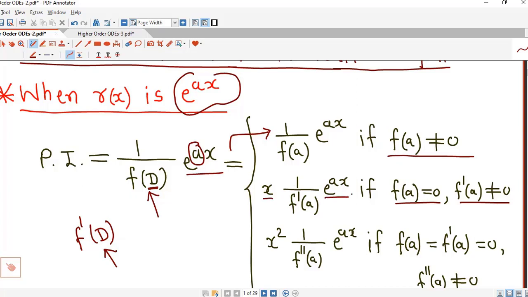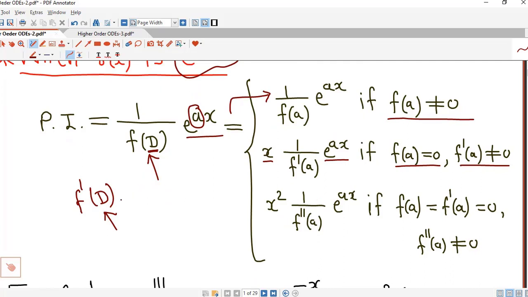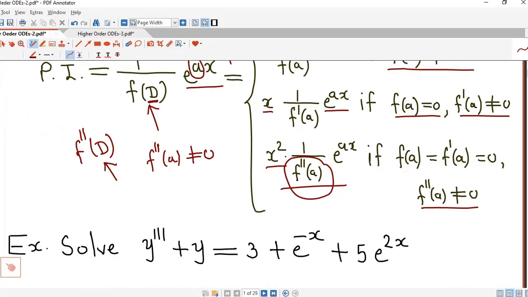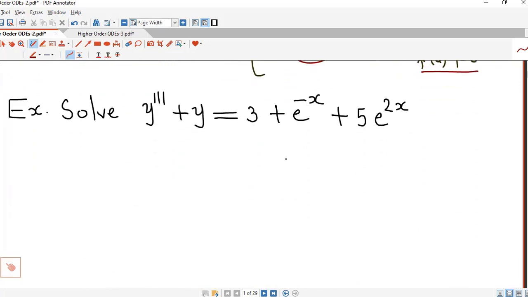Now if f dash a is non-zero, then the particular integral is x times 1 over f dash a times e raised to ax. Similarly, suppose f dash D becomes 0 after putting D equal to a, then we find the second derivative and check whether f double dash a is non-zero or not. If f double dash a is non-zero, then this is going to be our particular integral, and we continue in this way until we get a non-zero value in the denominator. So today also we are going to discuss some more problems of this type, that is when the right hand side is an exponential function. So we start with this first problem.